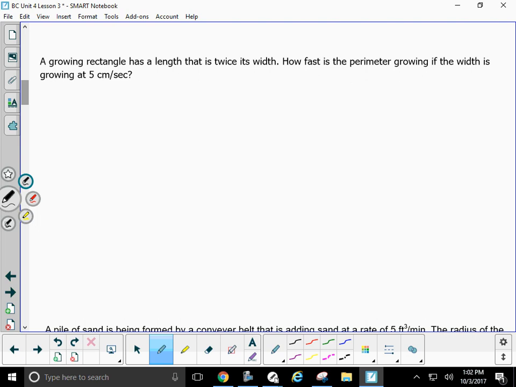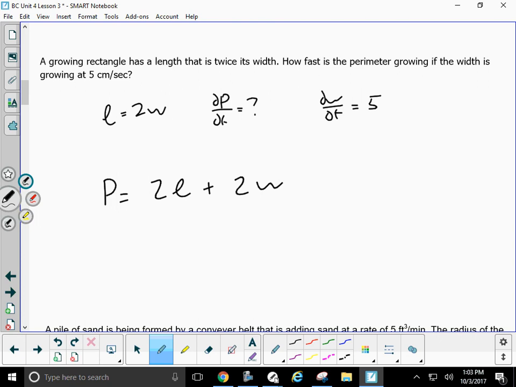Next problem, we have a growing rectangle that has a length that is twice the width. So the length is twice the width. How fast is the perimeter growing? I'm gonna say that's dP/dt. If the width is growing, dw/dt, at a rate of 5 centimeters per second. Okay, well, the perimeter of a rectangle we know is just 2 times the length plus 2 times the width. This is something you'd have to produce. I would not be giving you the formula for the perimeter of a rectangle.